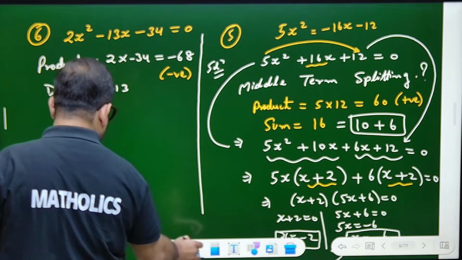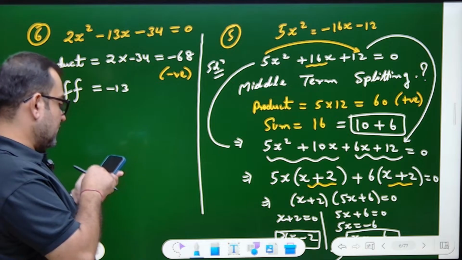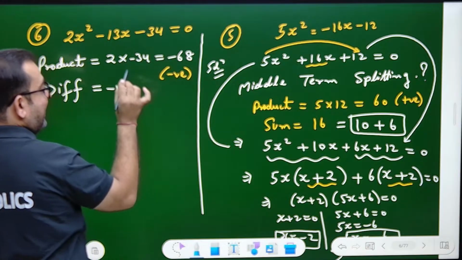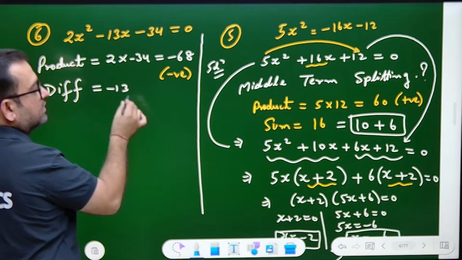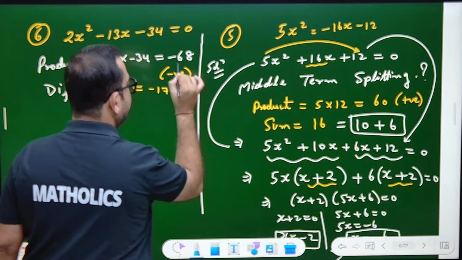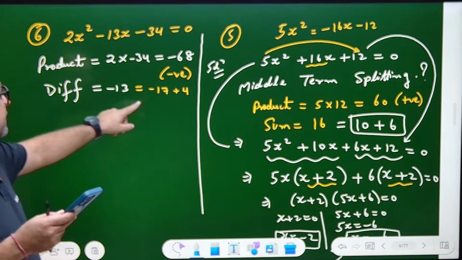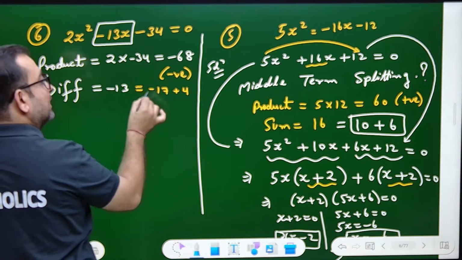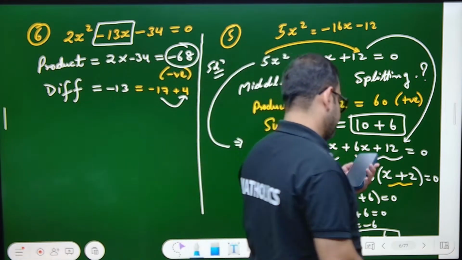Now, tell me two numbers. Come on, Akash, tell me. Anyone in the comments? Two numbers: I multiply them, I get minus 68. I subtract them, I get minus 13. If you can recall, 13 is the difference of 17 and 4. I can write it as minus 17 and plus 4. Check: the difference is minus 13. And when I multiply 17 by 4, it is 68. Yes or no? Can you see it?